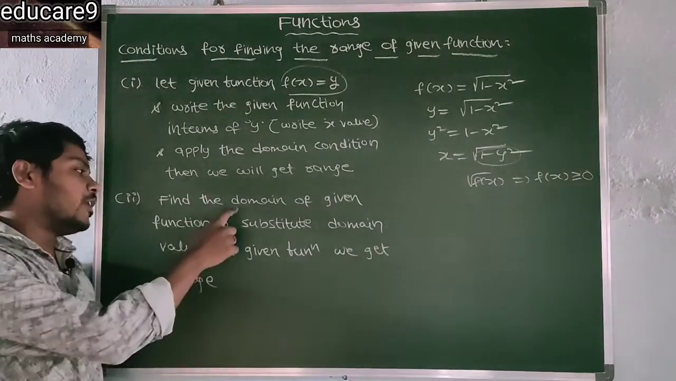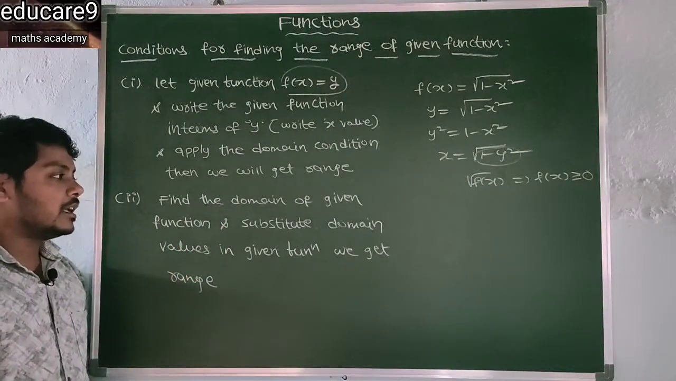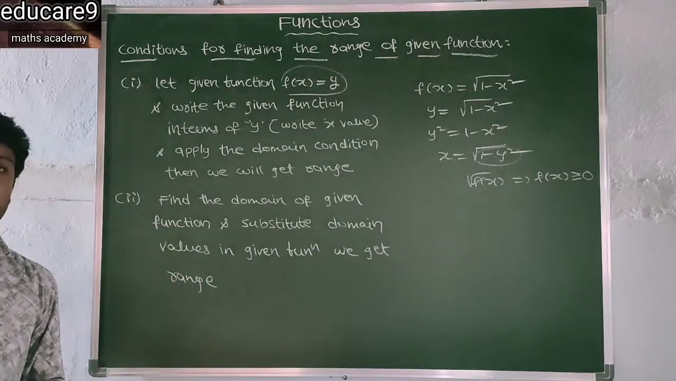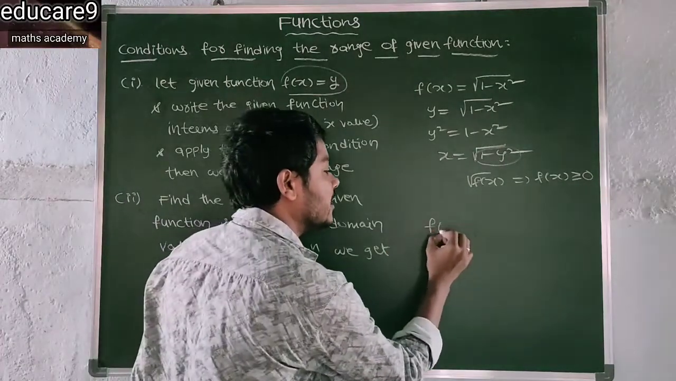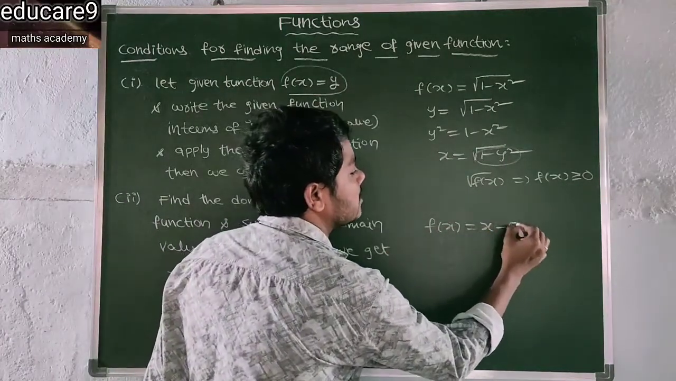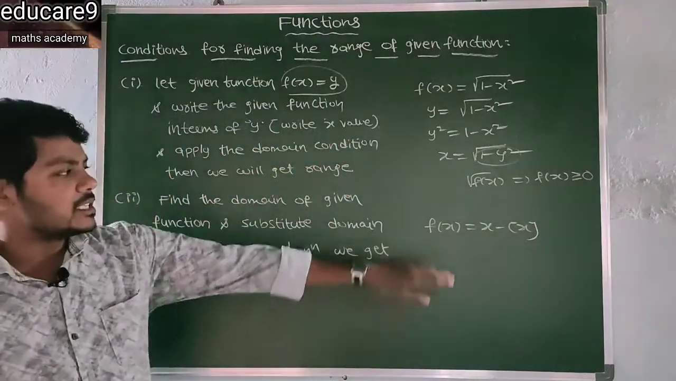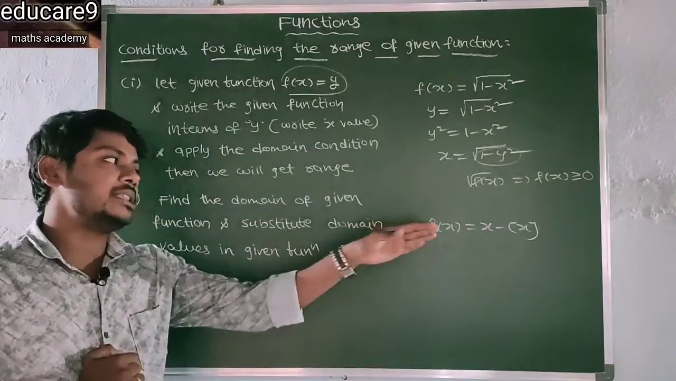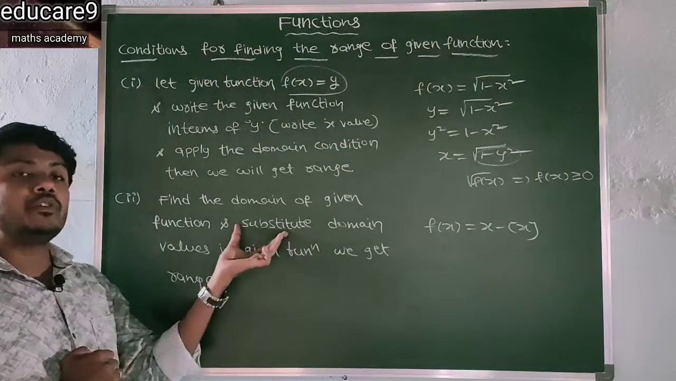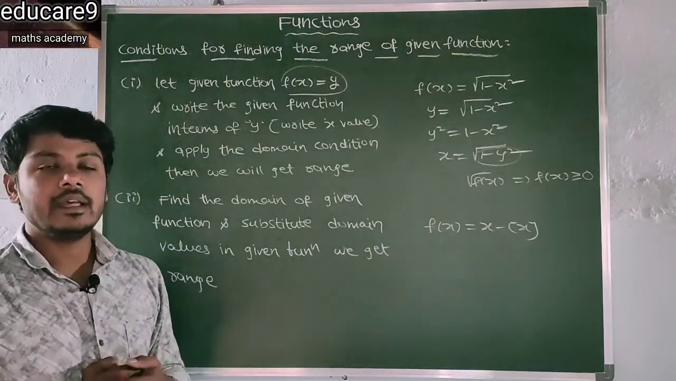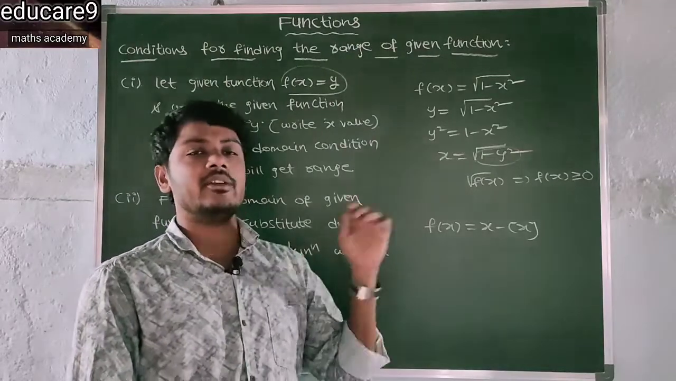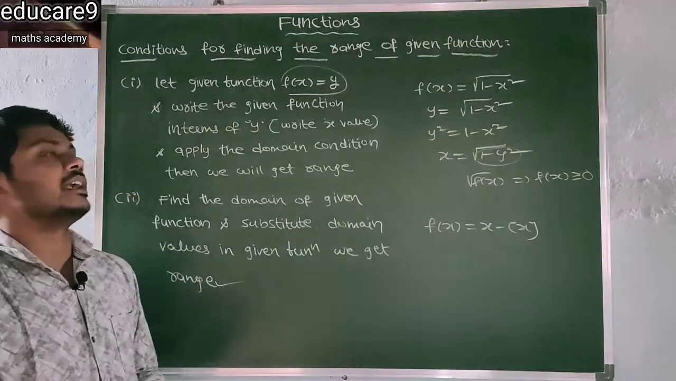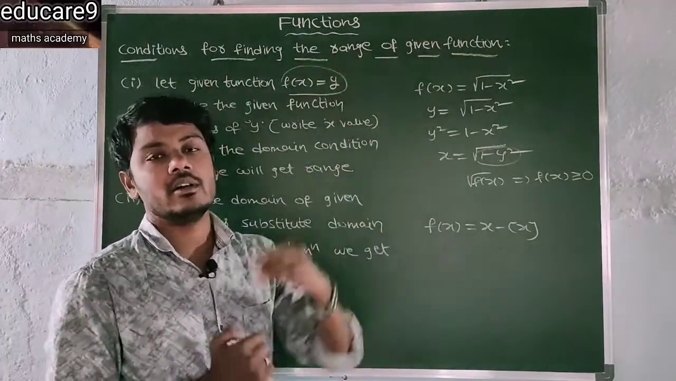Now the second one: find the domain of the given function and substitute the domain values in the given function, then you will get the range of the given function. For example, f of x is equal to x minus step x. But in this case you can't write the x value because step x is there. In this situation we have to find the domain of the given function and substitute the domain values in the given function, then you will get the range. So these are the conditions for finding the range of a given function.